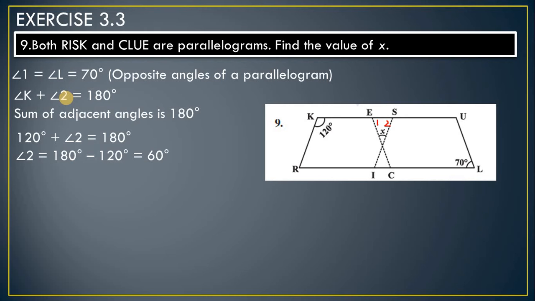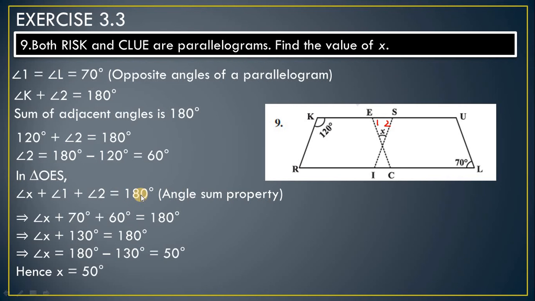And here we have to find the value of x. This is a triangle, so you can use the triangle angle sum property, which is 180. Here 60 and one of them is 70. Add these two and subtract from 180. According to the angle sum property, their total should be 180. Then x will finally be 180 minus 130, which is 50. So the answer for x is 50 degrees.